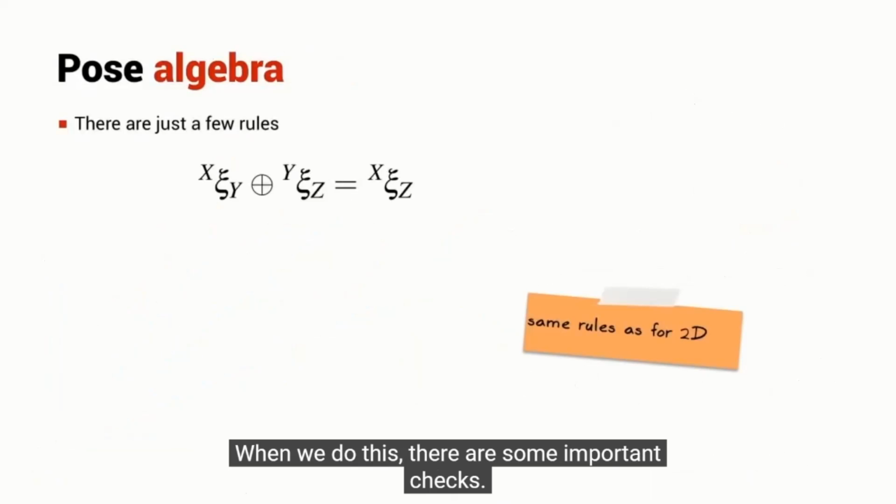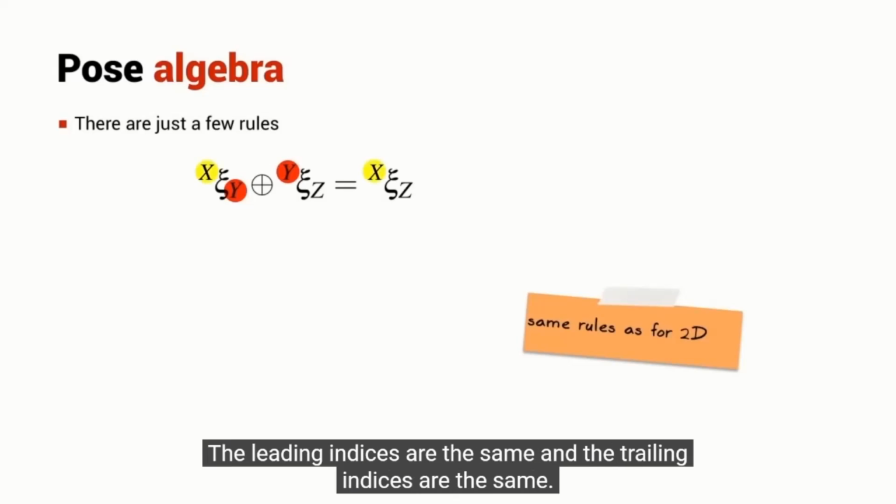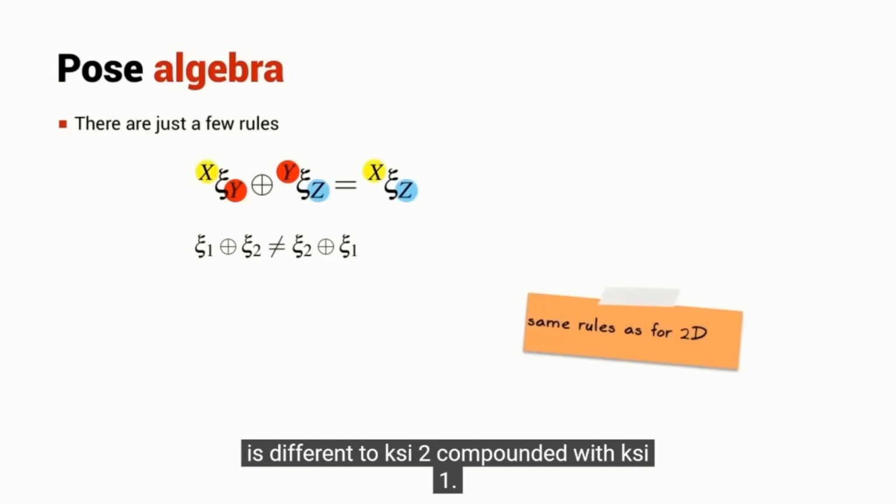And when we do this, there are some important checks. These two inner indices must be equal, and they effectively cancel out. The leading indices are the same, and the trailing indices are the same. In general, composition is not commutative, so that means psi1 compounded with psi2 is different to psi2 compounded with psi1.